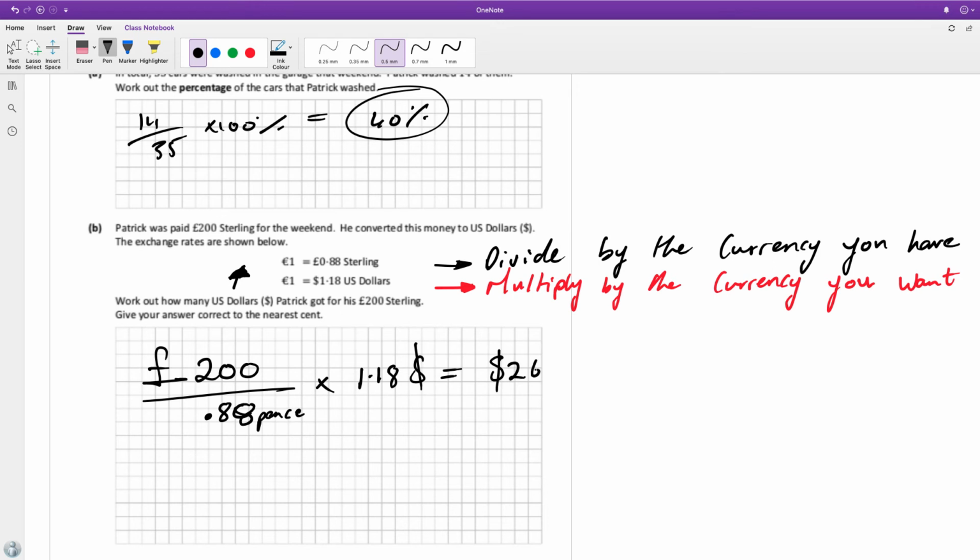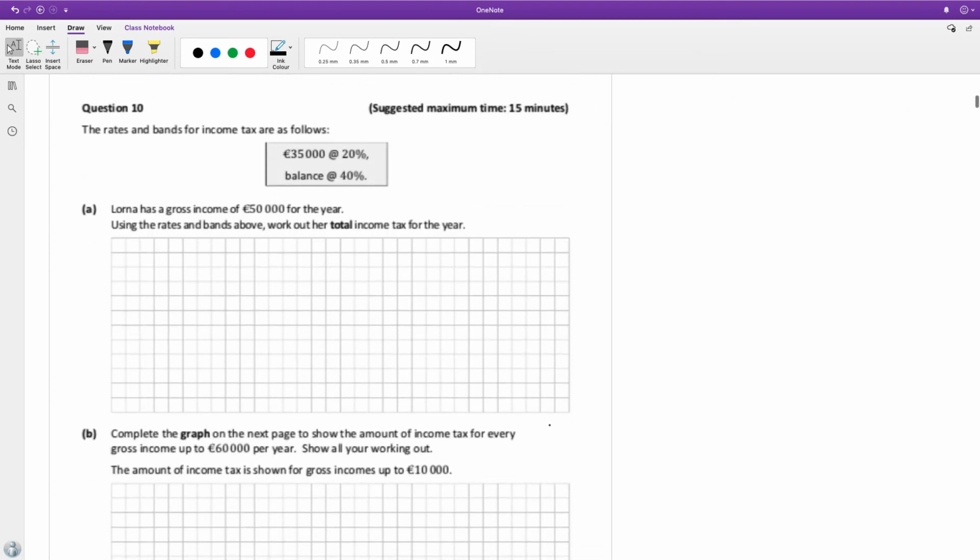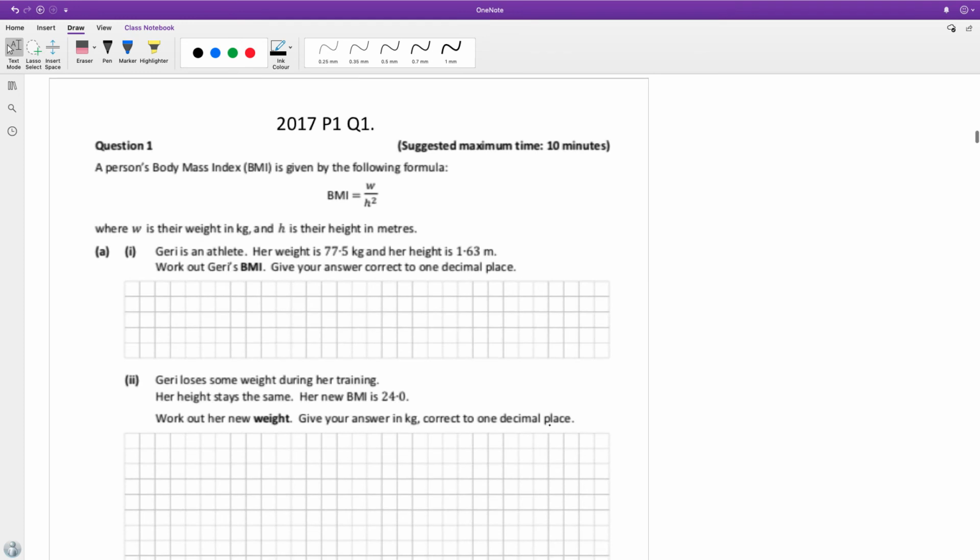Exactly. $268.18. That okay? So that's the rule for currency. Divide by the currency you have, multiply by the currency you want. Right, we're going to come back to that one. Right, another bit of arithmetic.